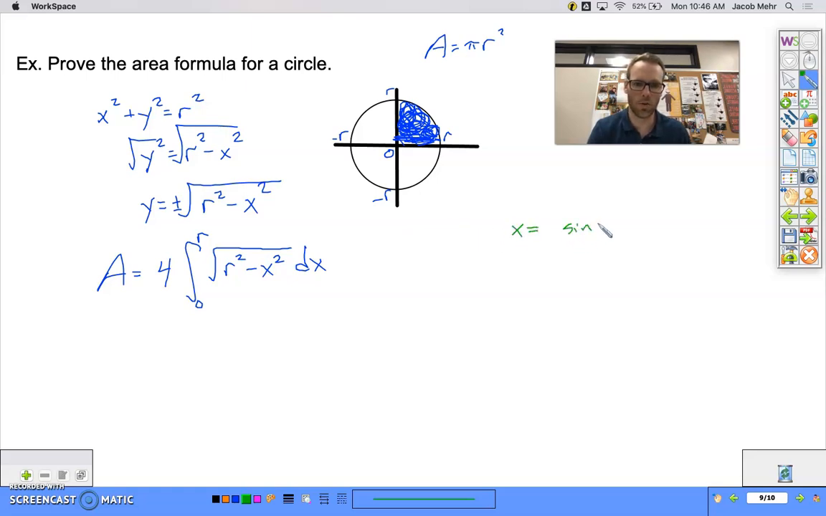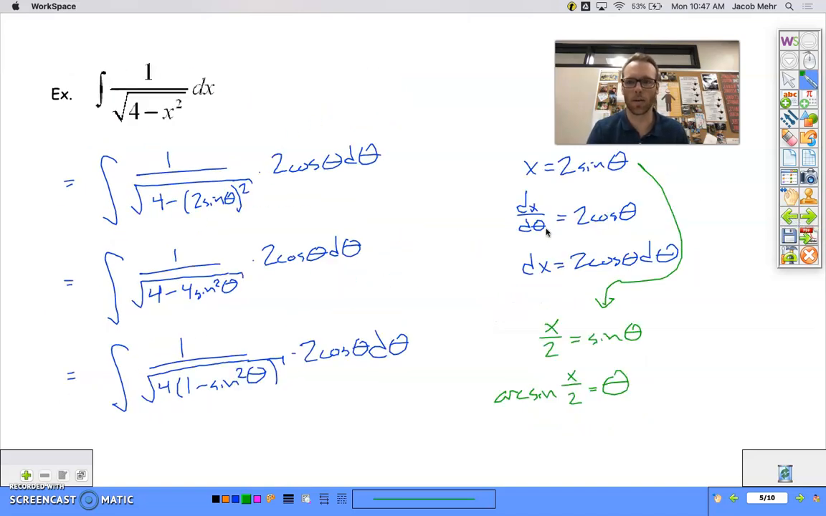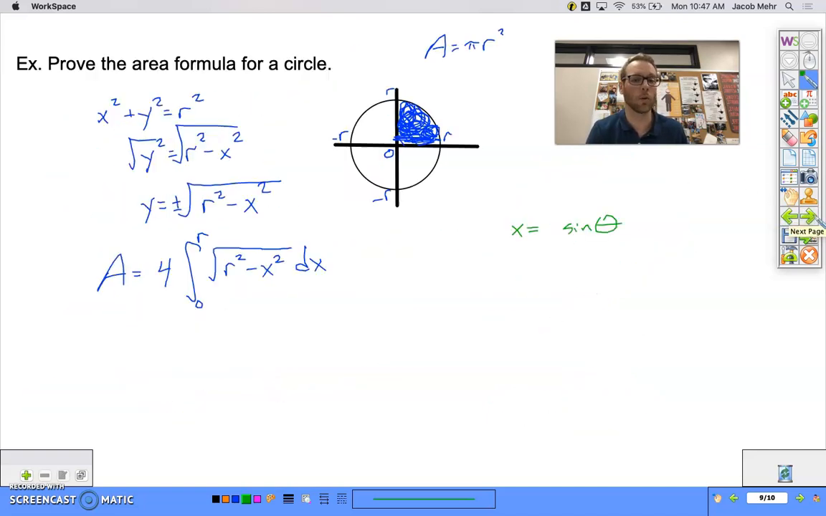Now, I don't want to just choose the sine of theta because that would give me r squared minus sine squared. And just like on our previous examples from our last video, when we had a 9 there, we wanted a 9 in front so we could factor that 9 out. Same with the 4 in the problem before. We wanted a 4 in each to factor it out. So the substitution that we want to do is r times the sine of theta. That way when we square it, there's going to be an r squared in both terms that we can factor out. So this is going to equal 4 times the integral from 0 to r of the square root.